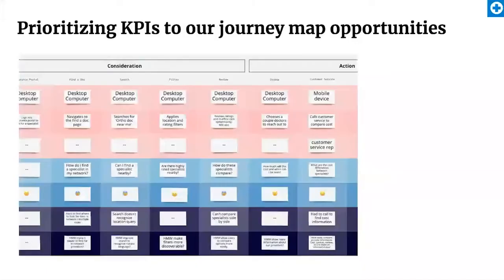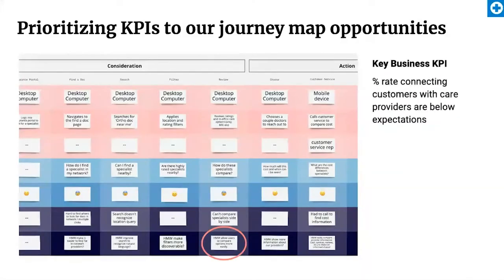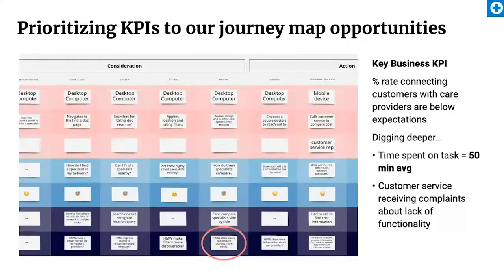So for example, in our story, one of the opportunities that was selected mapped back to a pain point and KPI uncovered in the expert talks. And this was that the percentage rate connecting customers with care providers was below expectations. Data showed that the time spent on task equaled an average of 50 minutes, and customer service was receiving complaints about the lack of functionality. After discussing as a group, the decider chose this opportunity to move forward into ideation.